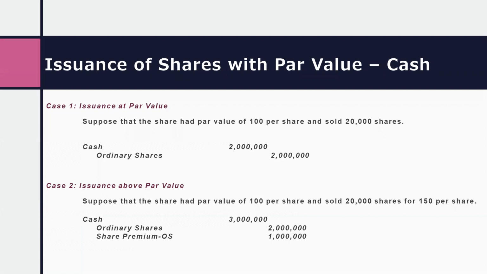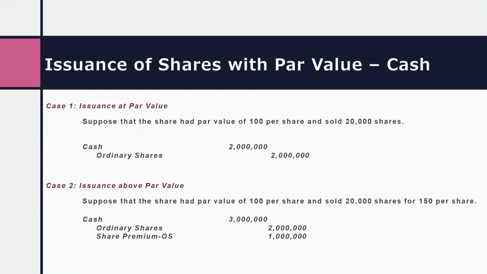Suppose that the share had par value of 100 per share and the corporation sold 20,000 shares. So that's 20,000 times 100, 2 million. So to record that transaction, you're going to debit cash for 2 million and credit ordinary shares. So this is now your equity account, ordinary shares, 2 million.